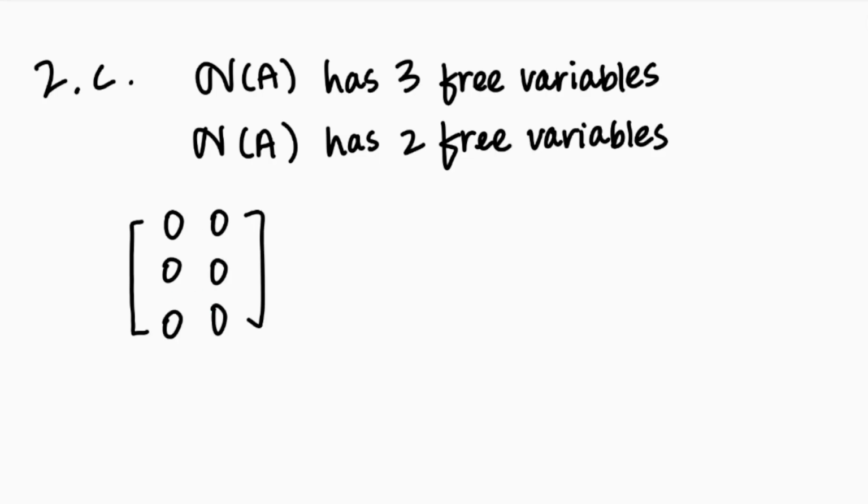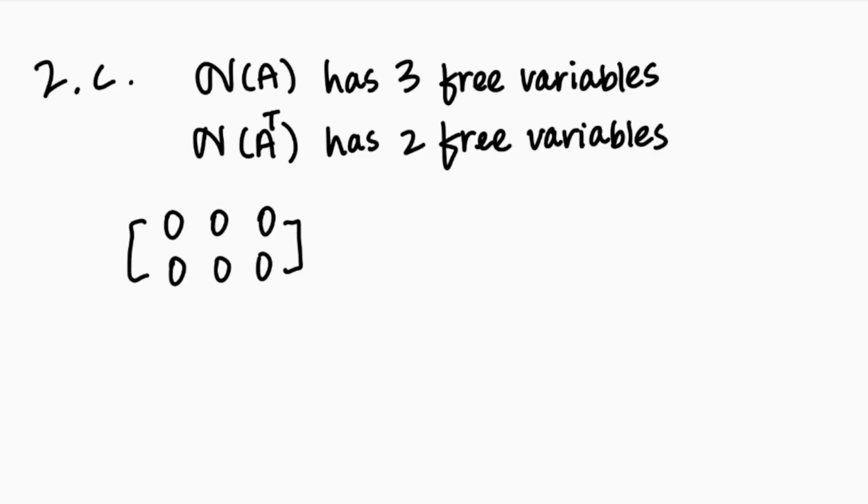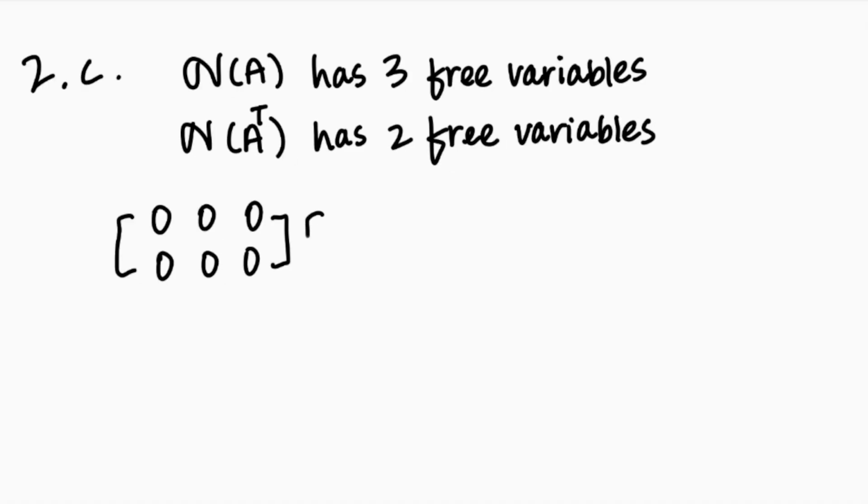Let me think about that. All right, so the null space of A. No, I said I needed 3 columns, and then I gave myself 3 rows. Okay, so it's going to be a 2 by 3 all zero matrix. All right, so the null space of A has 3 free variables. Yeah, because if I'm multiplying this by A, B, or C, A, B, and C can be whatever they want.